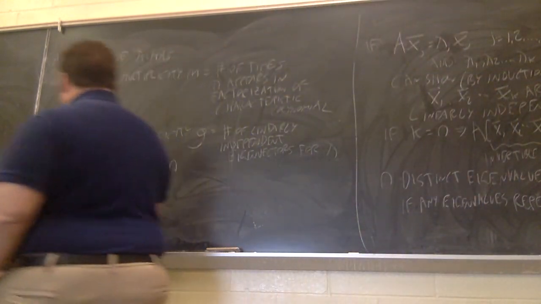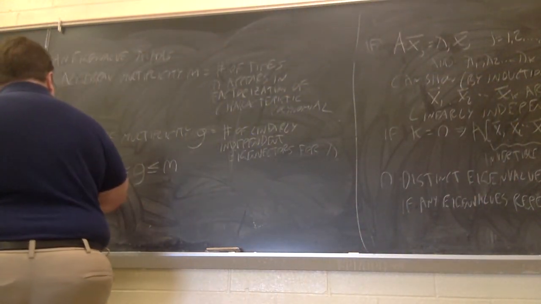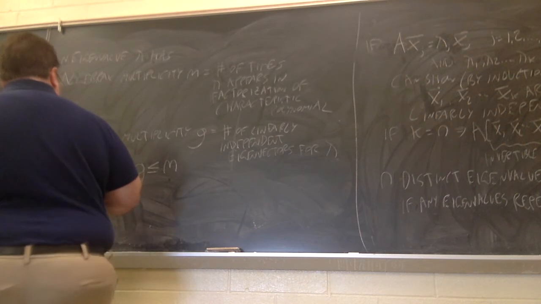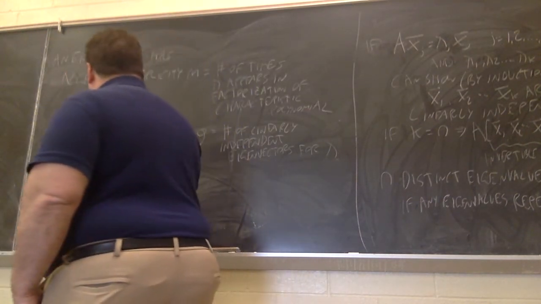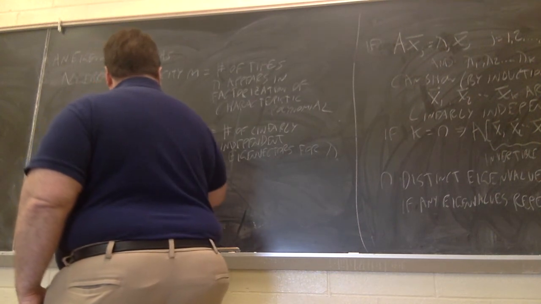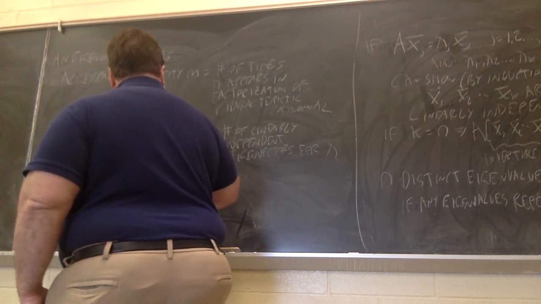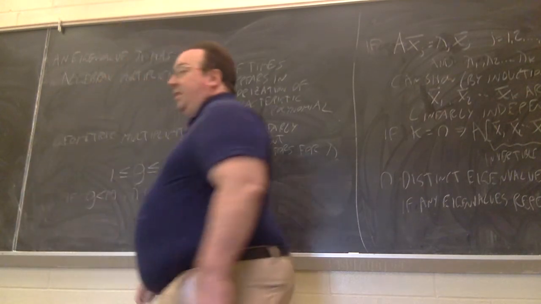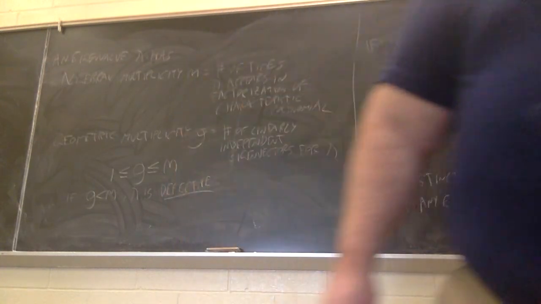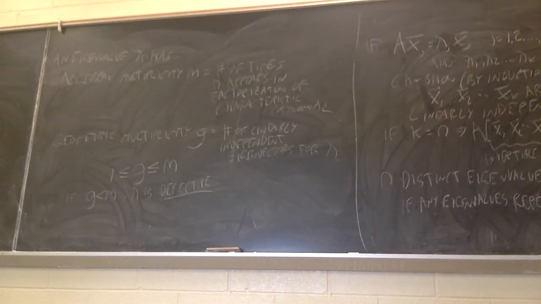Also, if it turns out that geometric multiplicity is strictly less than m, then we say that lambda is defective. In other words, it does not have as many linearly independent eigenvectors as it could have. So it's not playing with a full deck.